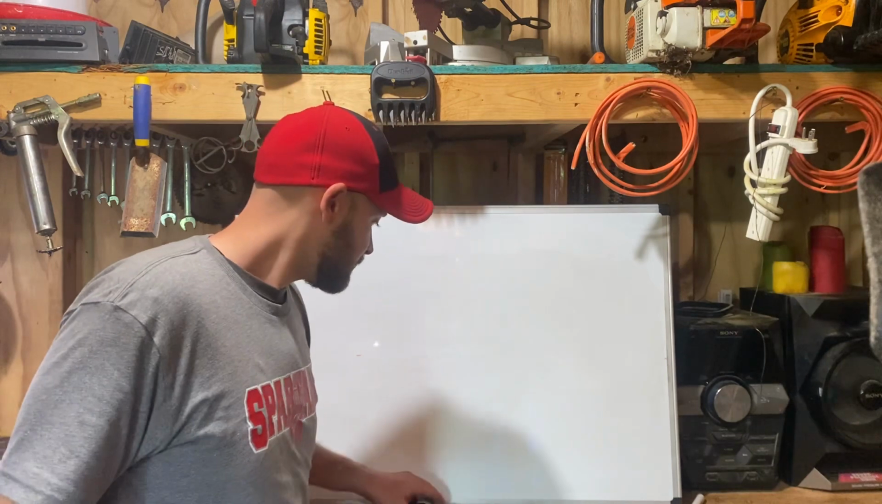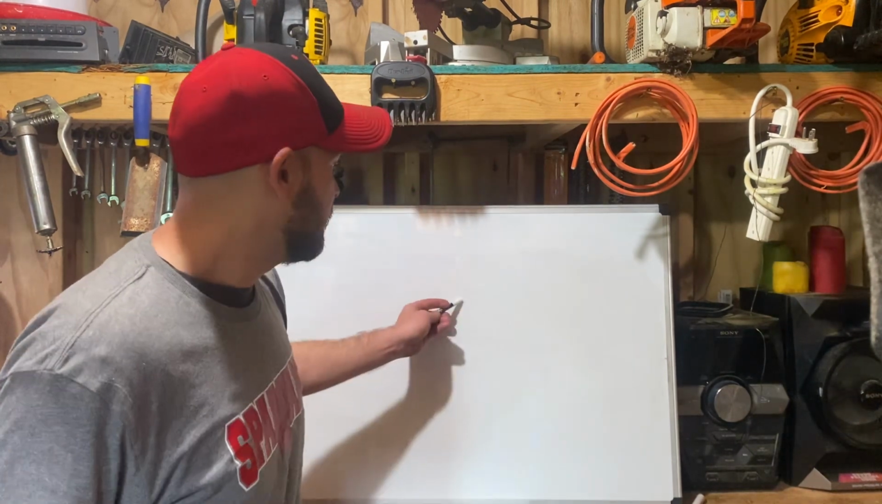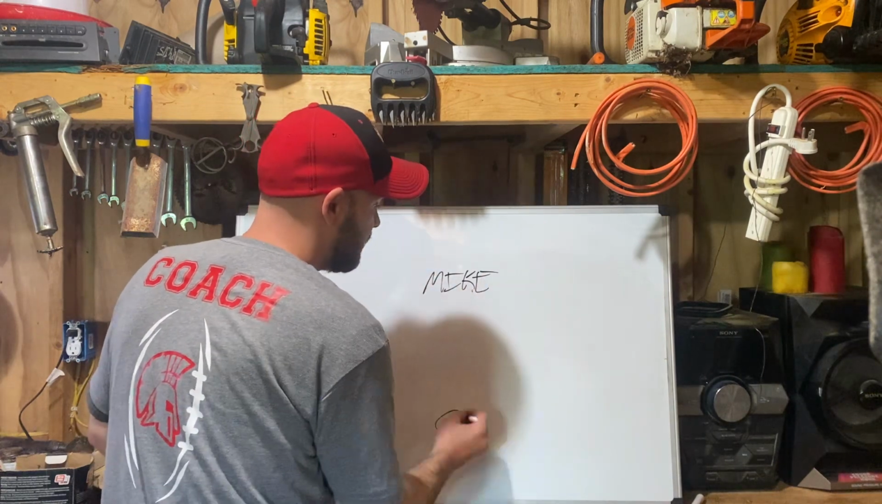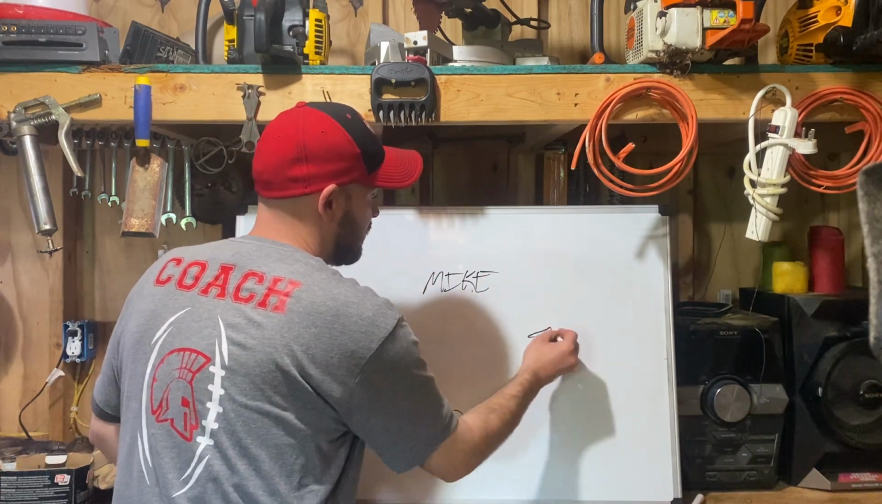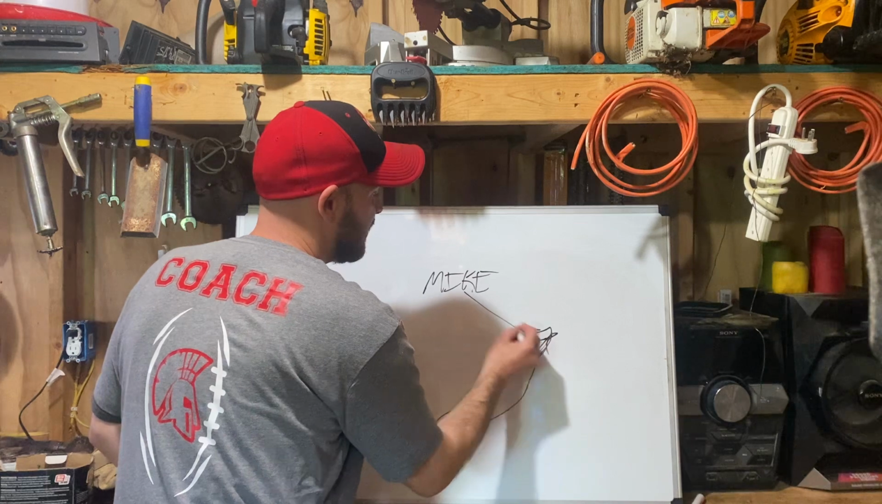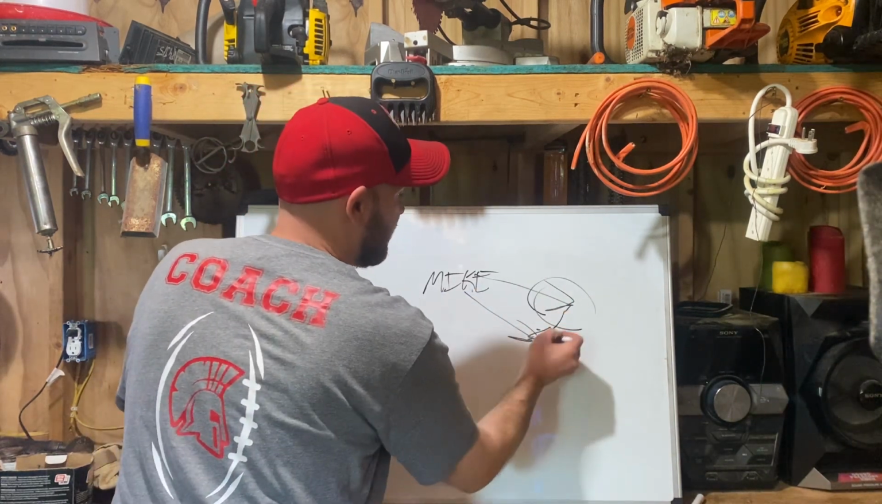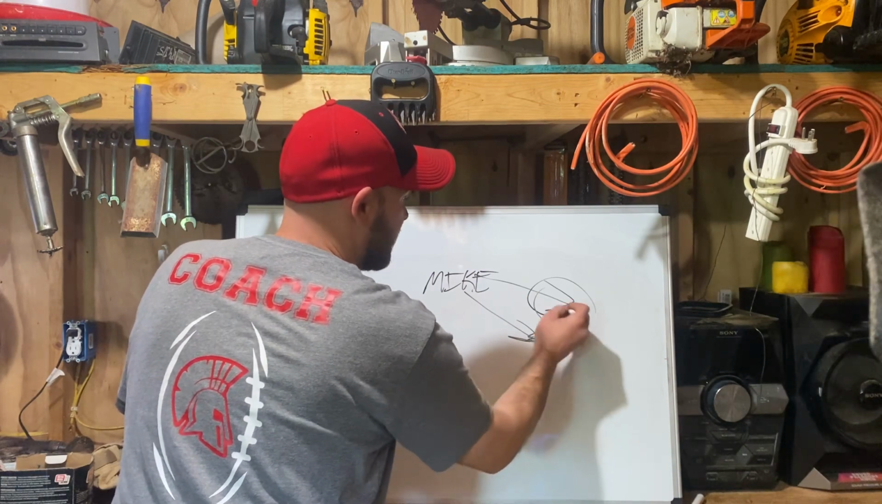So remember your angles. If Mike is out here and we got a running back coming up, and the running back gets here, I don't want Mike going here. I want Mike going here. I want him to cut him off. I don't care that he gets that extra yard or 2. We need to stop him.